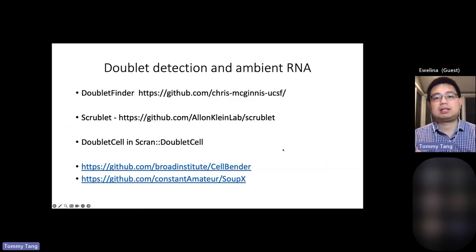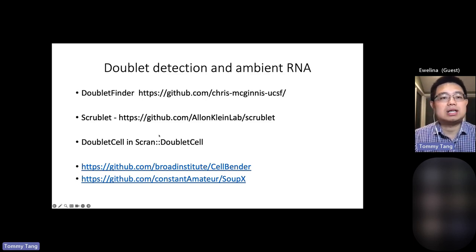So after the other QC steps, such as doublet detection, ambient RNA removal can be carried out too. Ideally, each droplet captures only one cell, but some droplets may contain more than one cell, or doublets. If you have an overloaded 10x machine, it probably is fine. I told you a maximum of like 10,000 cells, but if you load, for example, 20,000 cells, then you will have some oil droplets containing more than one cell.